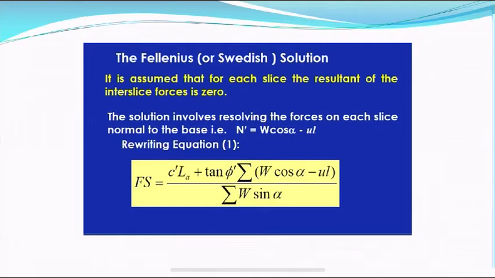So this expression, in this modification, is called the Fellenius or Swedish method of slices. The ordinary method of slices and the Fellenius method of slices are the same, but there is a minor difference, where c dash into La plus tan phi dash into sigma W cos alpha minus mu L, divided by W sin alpha, is the summation.